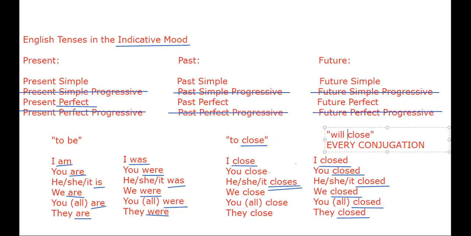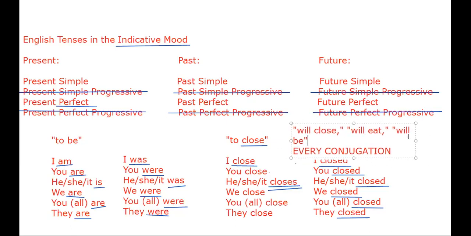Like will close, or will eat, or even will be. Even be is not different here. Every conjugation in the future tense is the same, which is why some people say it's not a future tense. Well, actually, no, that's not why. Some people will say that we don't have a future tense because we actually use will as a separate word instead of attaching a suffix to the end of the verb, like for the present and the past.